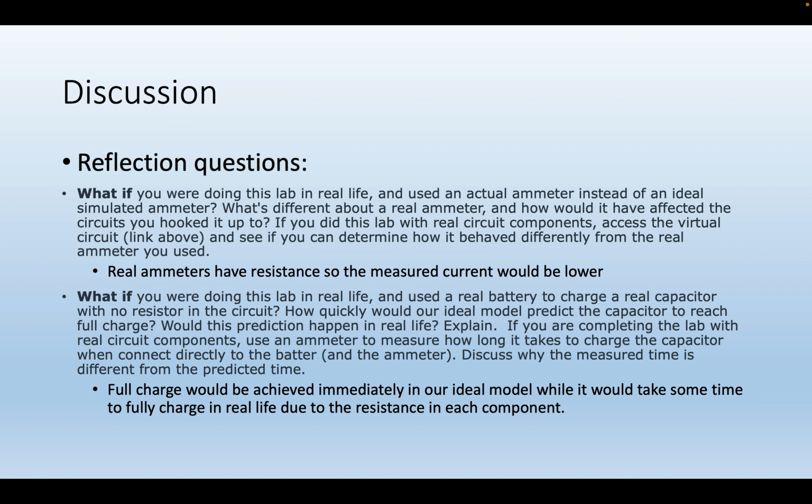All right, finally for the reflection questions: if you're doing this lab in real life and use an actual ammeter instead of an ideal simulated ammeter, what's different about a real one? Basically, in real life, real ammeters have resistance, and so do all the other parts. So the measured current would be lower because it would not be an ideal situation like this lab was. And what if you were doing this lab in real life and used a real battery to charge a real capacitor with no resistance? How quickly would our ideal model predict? Full charge in our model is achieved immediately because there's no resistance. However, in real life, it would take quite a bit of time to fully charge due to the resistance in the components.